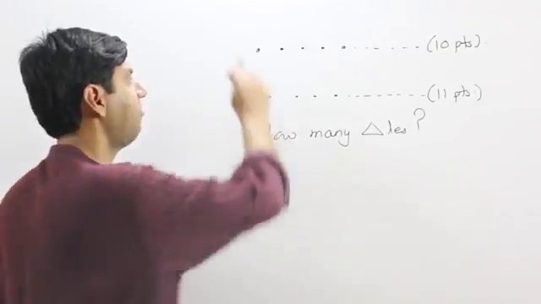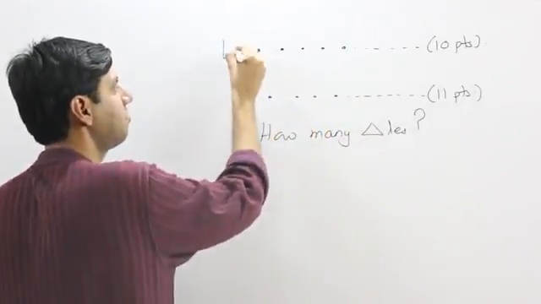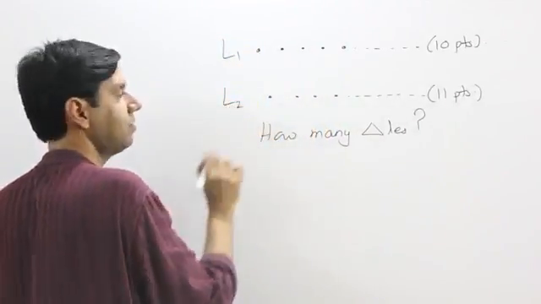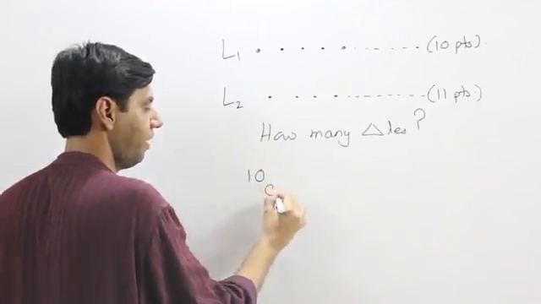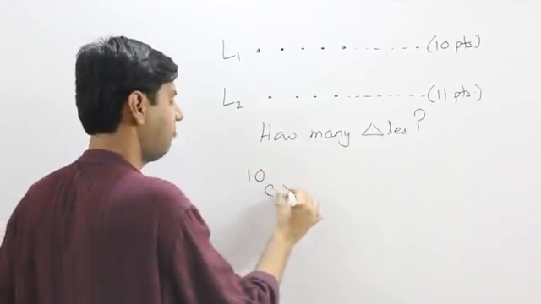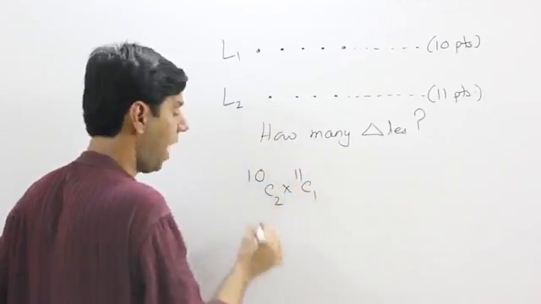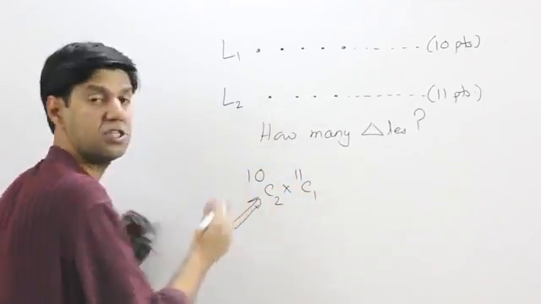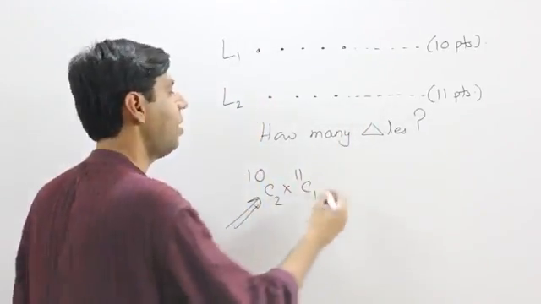To form a triangle, can I form it in a straight line? No. So again, it should be pretty obvious. I would be possibly taking 2 points from L1 and 1 point from L2. That could be done in 10C2 ways. And 1 point from L2 will be done in 11C1 ways. Why am I interested in a C? Because the triangle ABC is the same as BAC. The order does not matter.